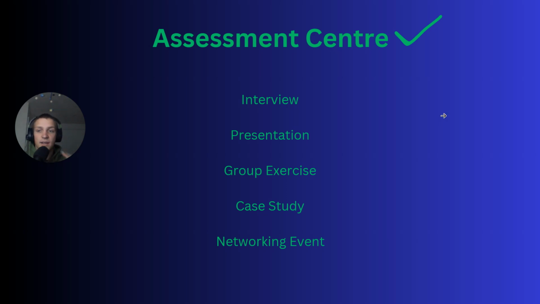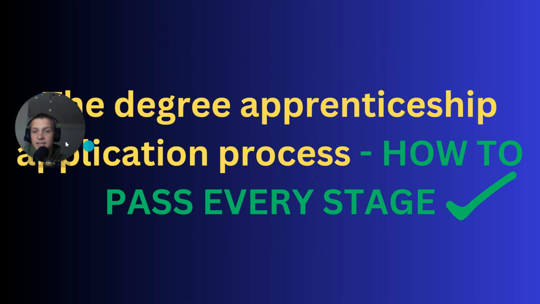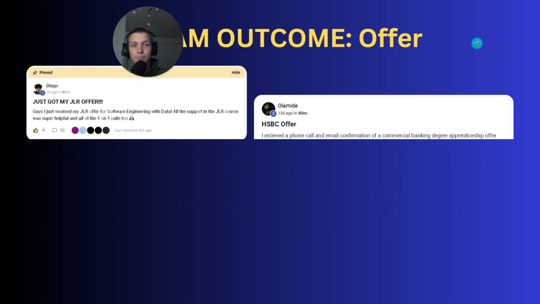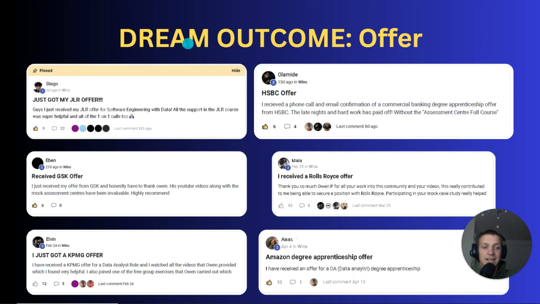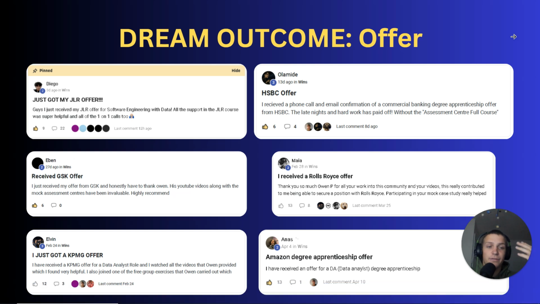That's the assessment center, the different parts of the assessment center covered and how to pass every single stage of that. And that's the whole application process. So I've covered today how to pass every stage of the degree apprenticeship application process. Once you've been through the initial application, the intermediate stages, and the assessment center, maybe 2 days, maybe a week later, hopefully they're going to send you an email or a phone call saying you've got the offer.